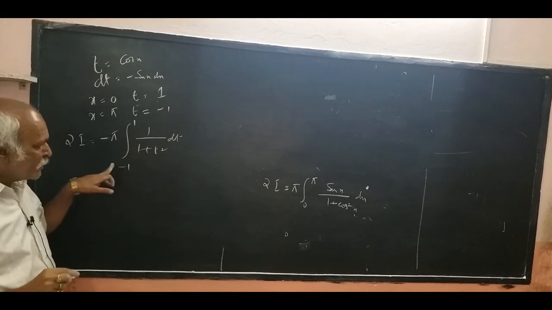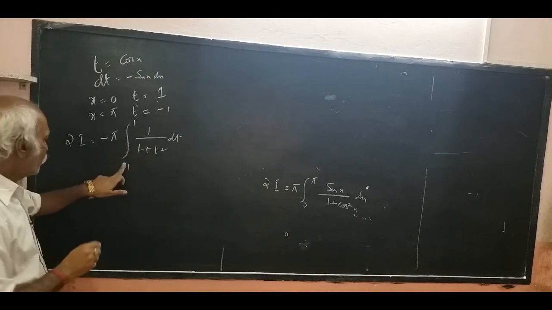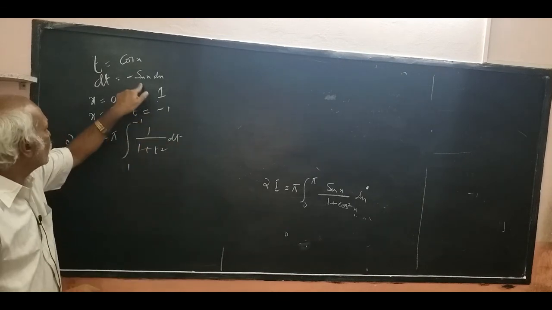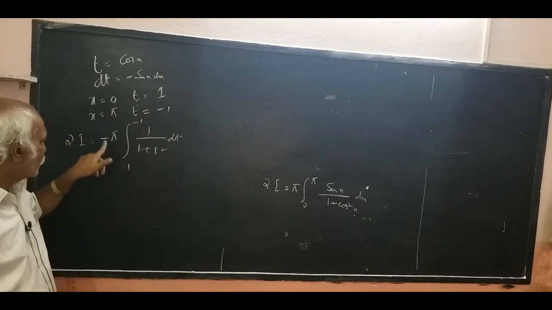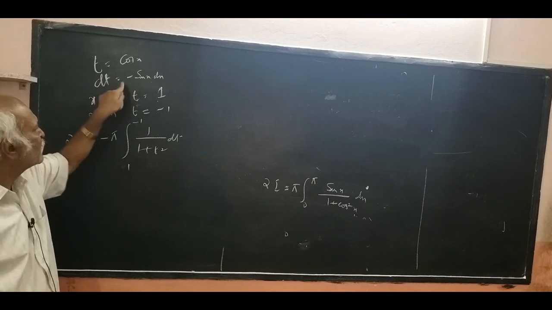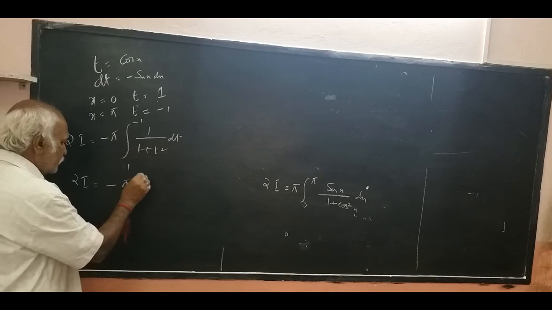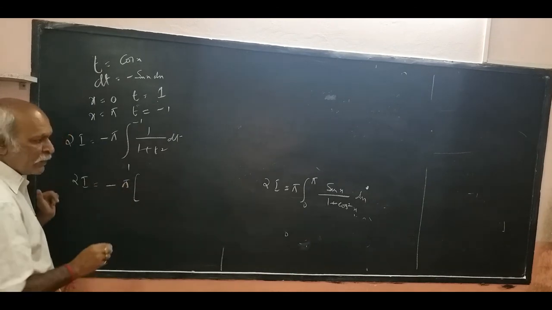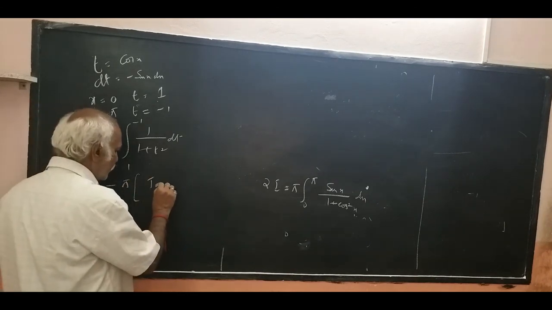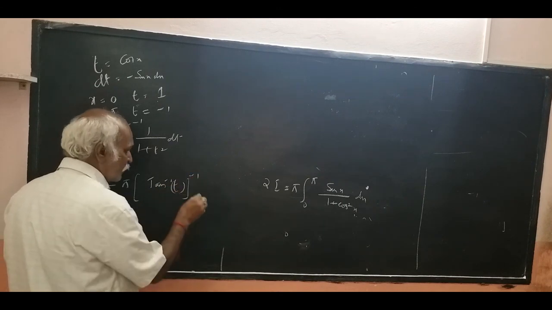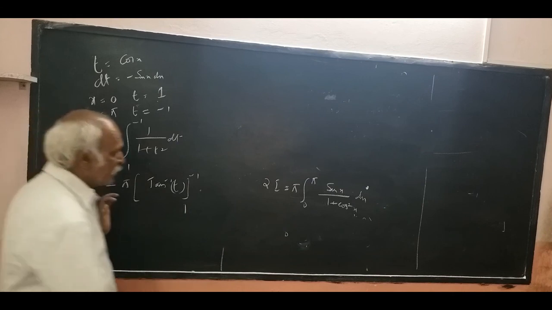So what I have done? I have changed the limits 1 to minus 1, because at 0 it is 1 and at pi it is minus 1. So minus sign comes because sin x dx is a minus sign. So 2I is equal to minus pi into, what is the integration of 1 by 1 plus x square? Tan inverse t. What are the limits? 1 to minus 1. Right? We have done the integration. Okay.